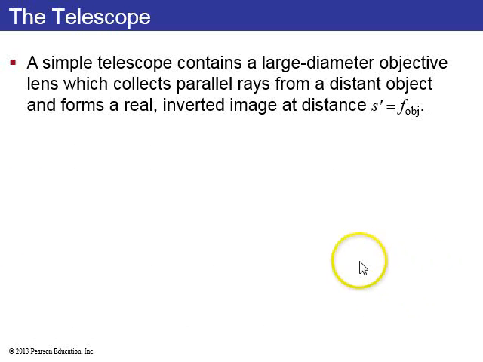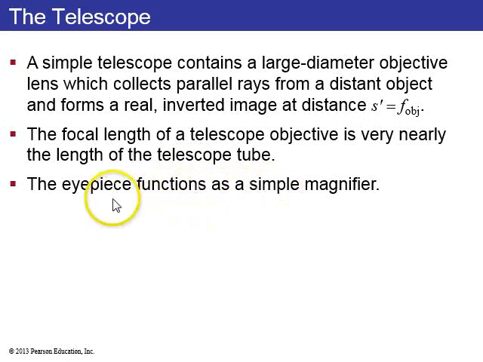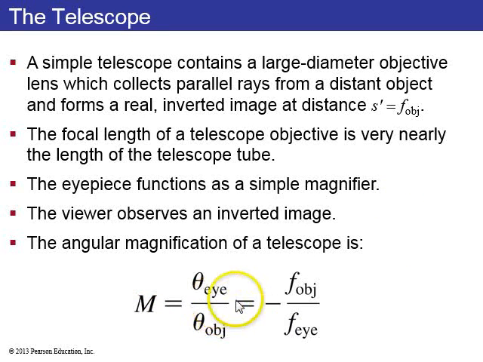So next, telescopes. Microscopes look at things that are very close, telescopes look at things that are very far. A simple telescope collects parallel rays from a very distant object and forms a real inverted image, which is then viewed with an eyepiece. Again, the eyepiece functions as a simple magnifier to look at the real image, which is created by the objective lens.